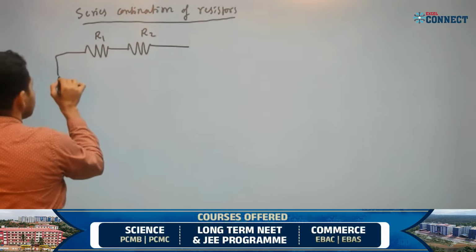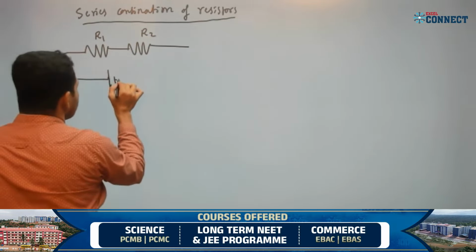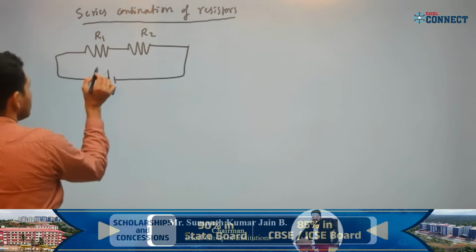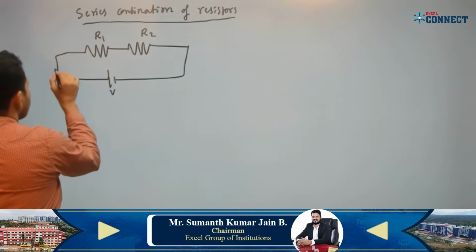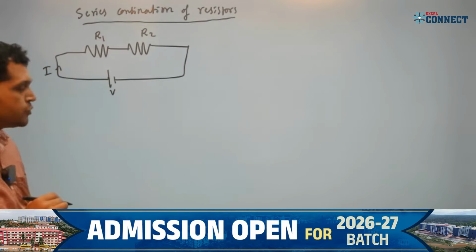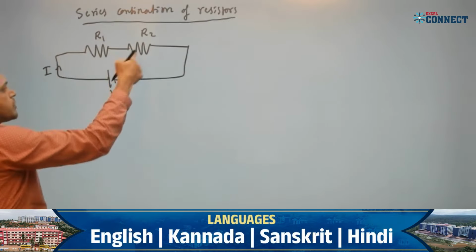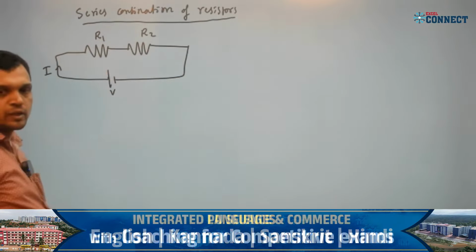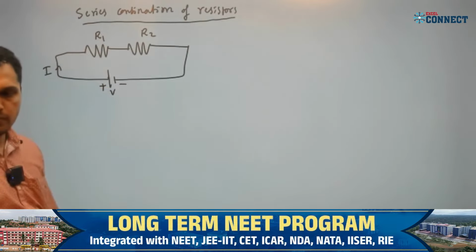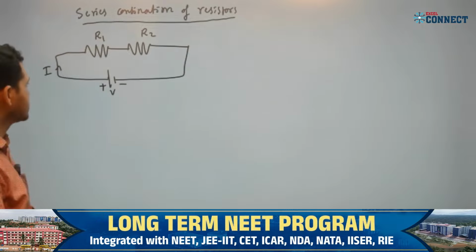If you connect these to an external battery of potential difference V, current I is flowing through this. So I is a representation of current. This is the direction of current from positive terminal to negative terminal. This is the positive terminal, this is the negative terminal. Is it clear? Direction of current.